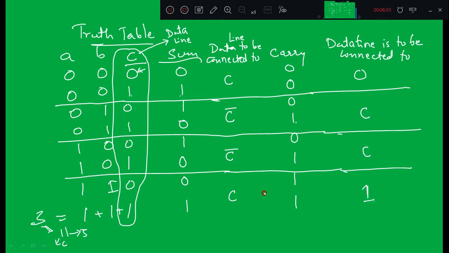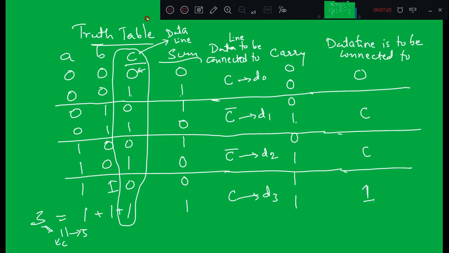Okay. So for sum, I'll write the output. D0 is connected to C, D1 is connected to C bar, D2 is connected to C bar, and D3 is connected to C. Okay. So similarly for carry. Next, I'll write for sum where D0 is to be connected to, I'll refer the previous table, C, C bar, C bar, C.